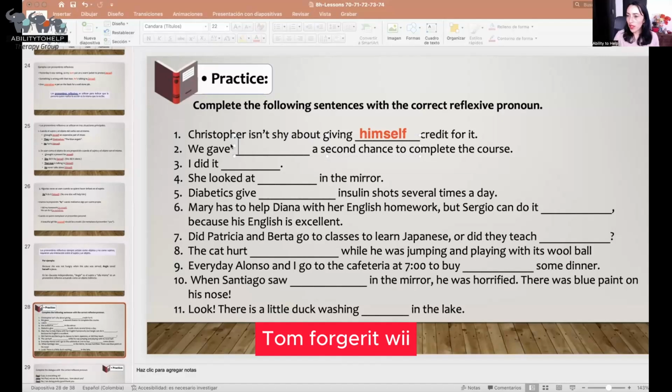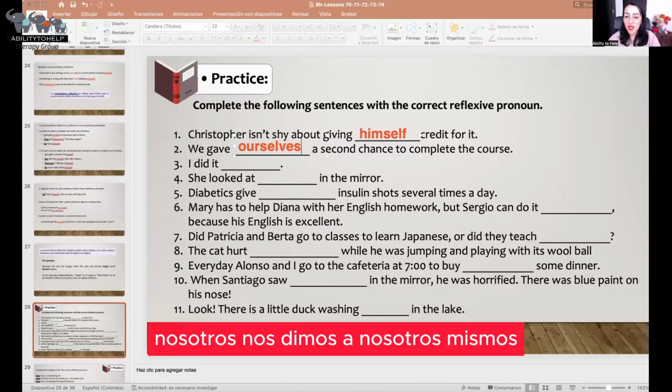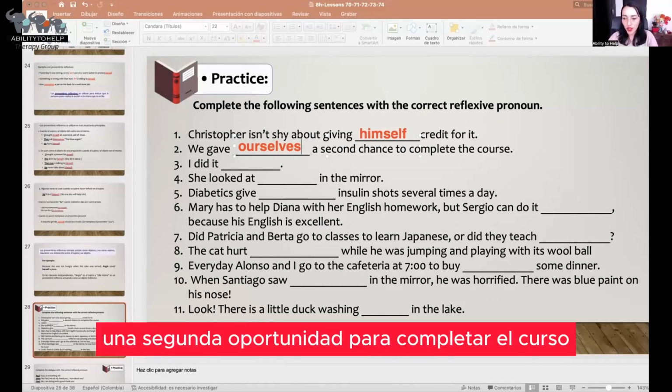We gave ourselves a second chance to complete the course. Don't forget it. We is the personal pronoun. So that's why ourselves is a reflexive pronoun, because we gave ourselves a second chance to complete the course. Nosotros nos dimos a nosotros mismos una segunda oportunidad para completar el curso.